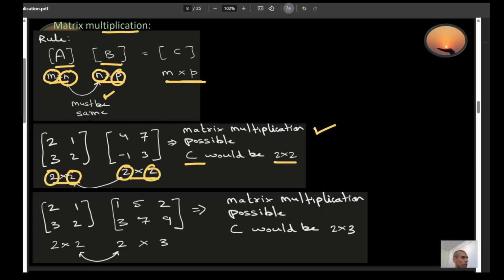Let's take a look at this one right here. This is my matrix A. This is my matrix B. The shape of this matrix is 2 by 2, 2 rows, 2 columns. The shape of this matrix is 2 by 3. I have 2 rows and 3 columns. Well, this 2 is the same as this 2. So the matrix multiplication is possible. Now, your final matrix is going to look like 2 by 3.